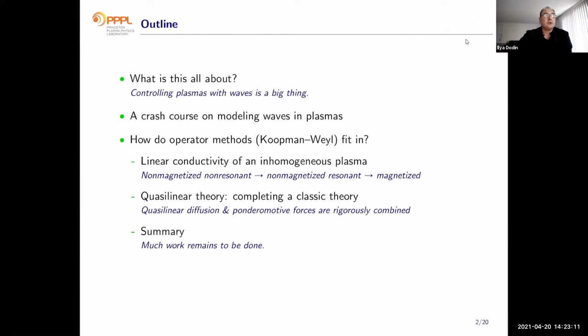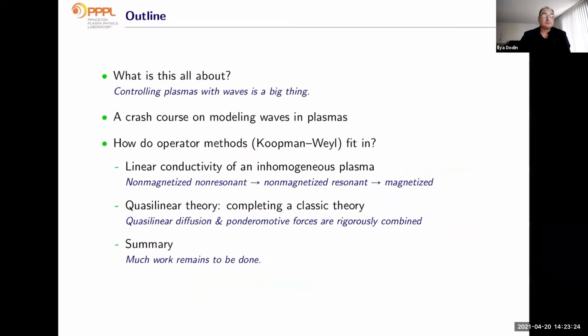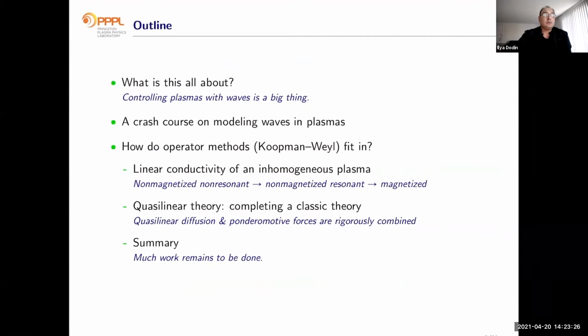And usually it takes me half a year. I teach a course on plasma waves. It takes me half a year to explain this, but I will explain it in 5 minutes to you. Then I will move to the actual Koopman methods, okay?